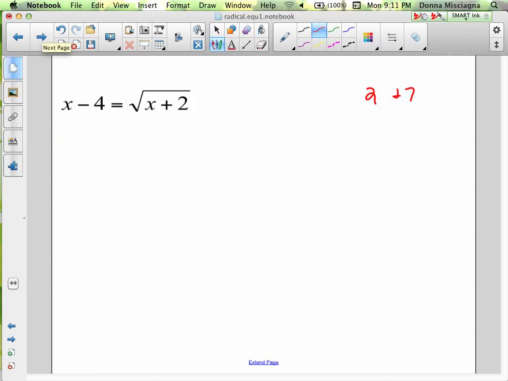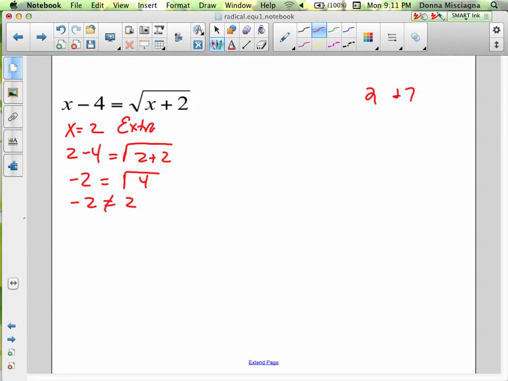All right, so this is x equals 2. We have 2 minus 4 equals the square root of 2 plus 2. 2 minus 4 is negative 2. That would be the square root of 4, which is 2. And negative 2 does not equal 2. So this is an extraneous solution.